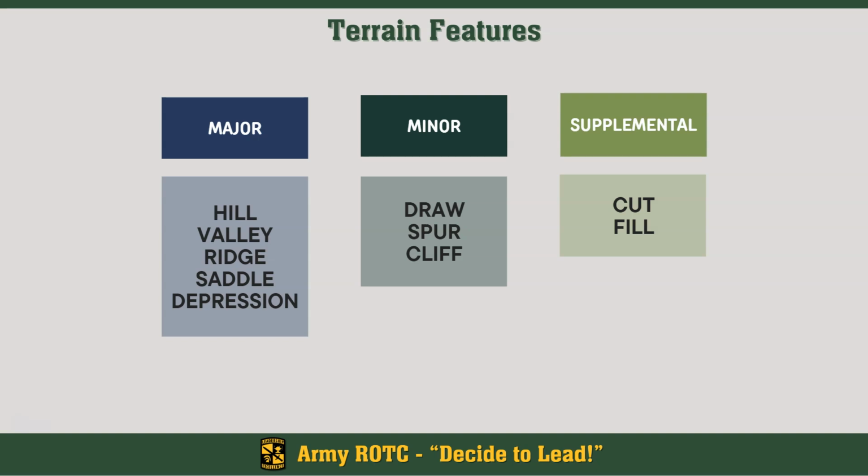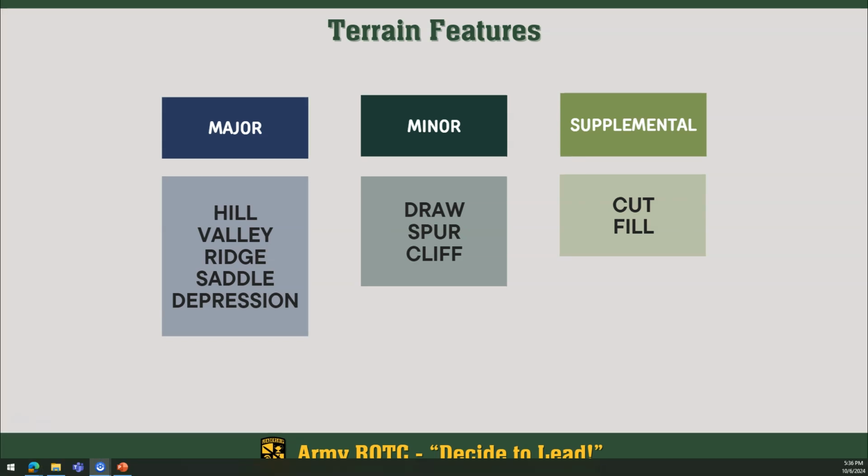I learned Hidden Valley Ranch Salad Dressing. And that is what I still use to this day to remember my major features. And those include hills, which also includes mountains, valleys, ridges of a mountain or a hill, saddles, depressions, all of that, they're all considered major terrain features.